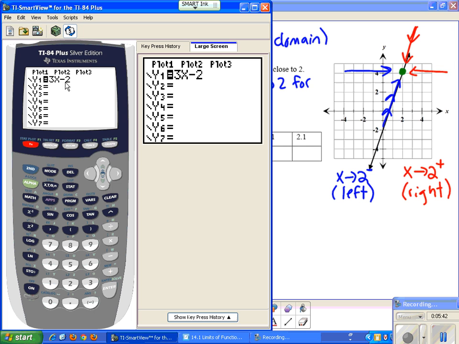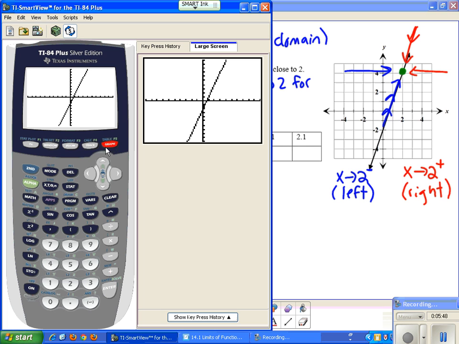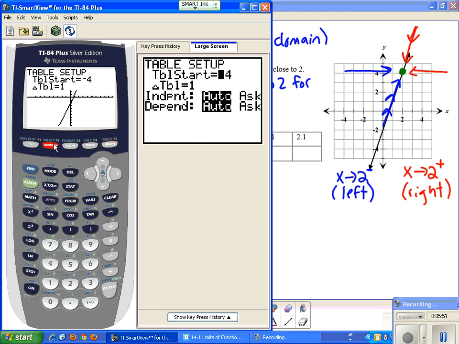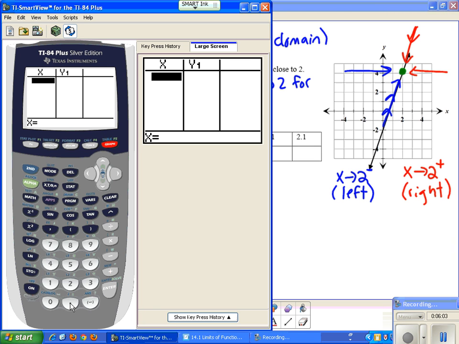In your graphing calculator, you would plug the function into your y equals. And of course, we could hit zoom 6 and look at a nice graph. If you go to second window, let's change our independent variable to ask, and I'm going to hit enter. When I do that and go to my table, second graph, and I plug in 1.9 and something even closer, 1.99, these are values approaching 2 from the left side, I can see that I'm coming closer and closer and closer to the value of 4.